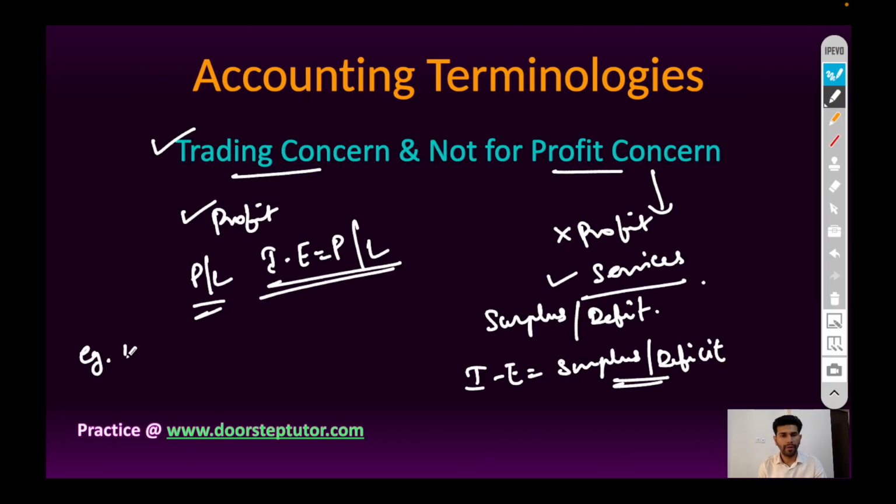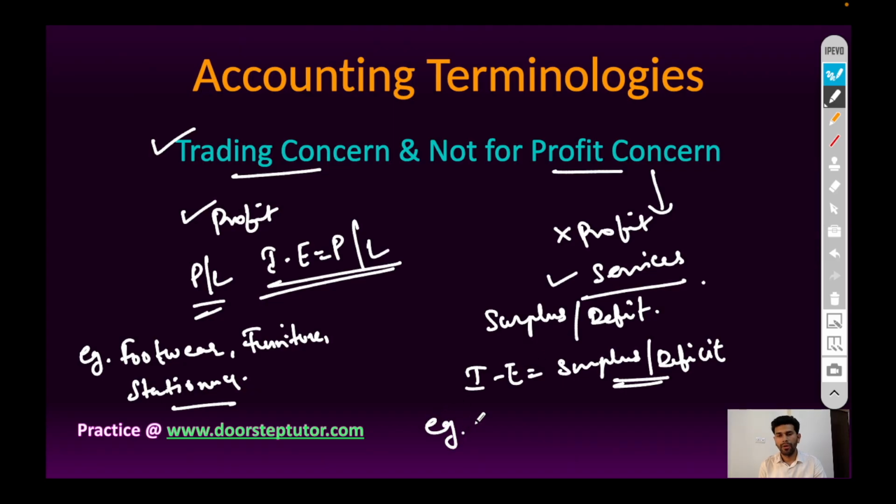For example, footwear business, furniture, stationery business are an example of trading concern, and school, non-government organization, hospitals, charity, club are an example of not-for-profit concern.